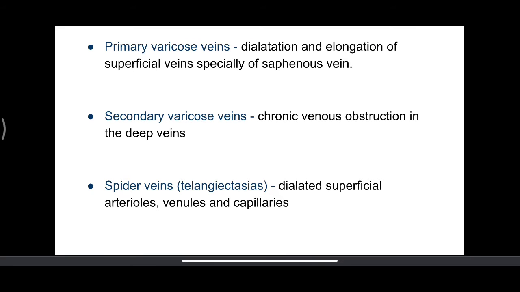Primary varicose veins are dilation and elongation of superficial veins, especially of the saphenous vein. Secondary varicose veins are due to chronic venous obstruction in the deep veins. Spider veins means dilated superficial arterioles, venules and capillaries.